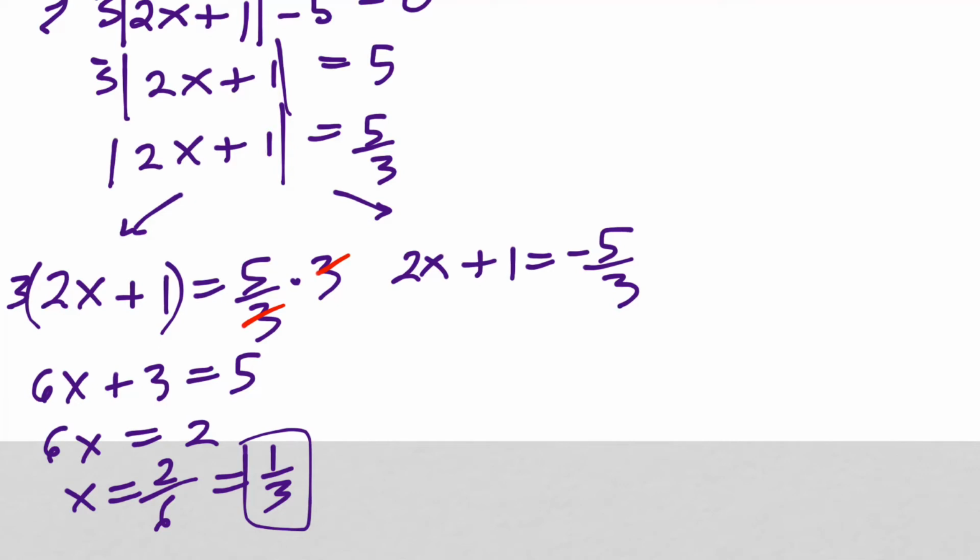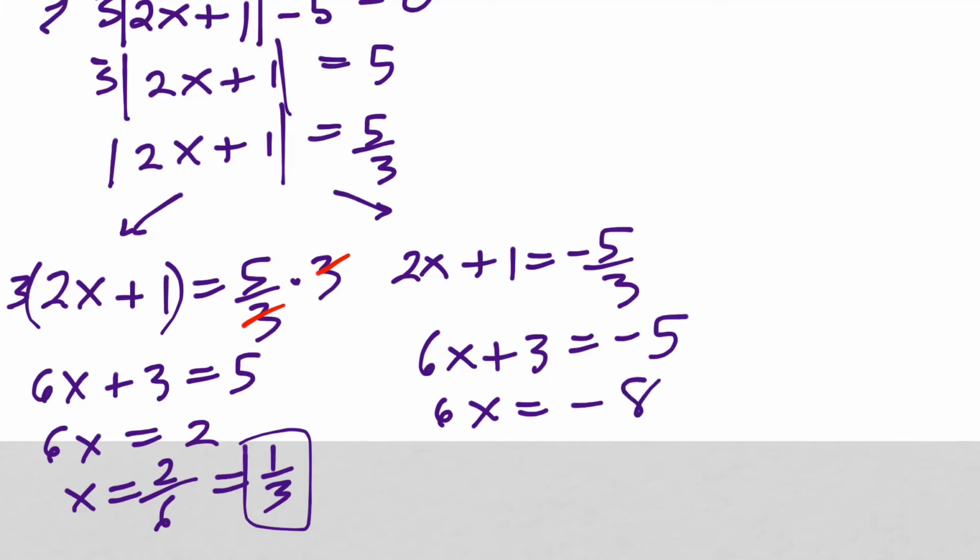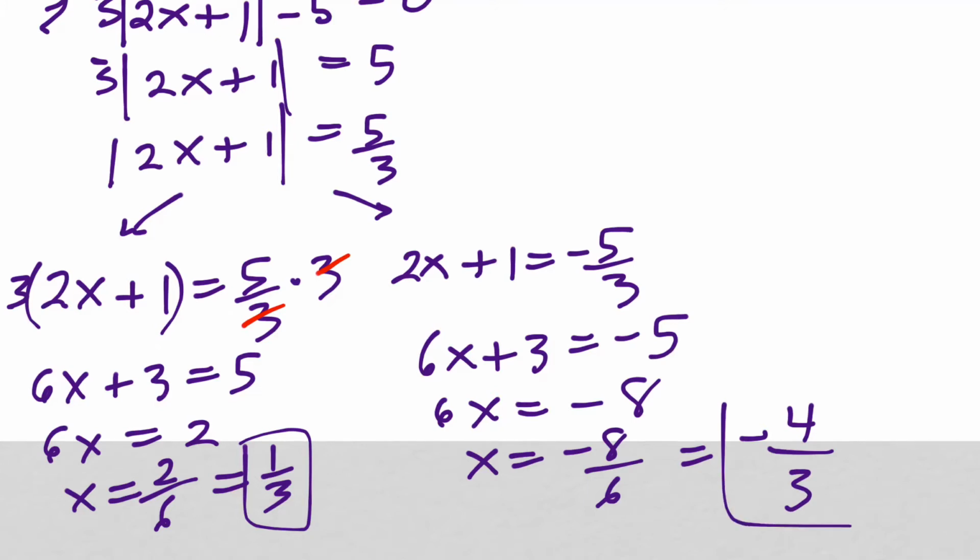Now let's multiply everything by 3 again. So that's 6x plus 3 is equal to negative 5. 6x is equal to negative 5 minus 3, so that's negative 8. X is equal to negative 8/6, or negative 4/3. All right, so we believe those are true.